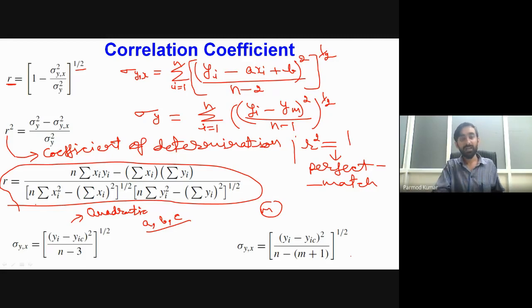Clear? So whatever these expressions I have shown over here, this is nothing but the mathematical procedure for determining the correlation between our observed data set.